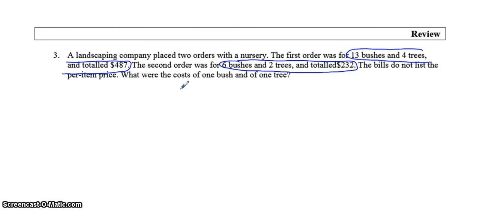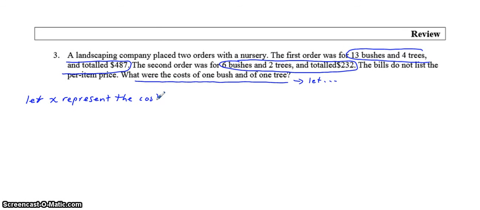The U is to underline the question. What were the costs for 1 bush and 1 tree? This is what leads to your let statements. So we're going to say let x represent the cost of a bush, and let y represent the cost of a tree.